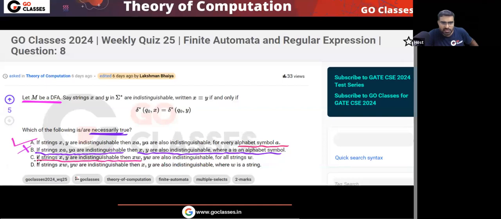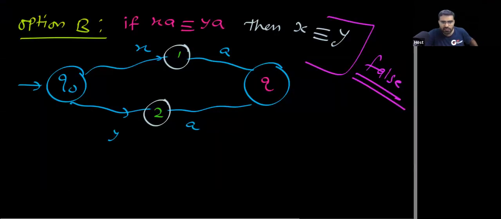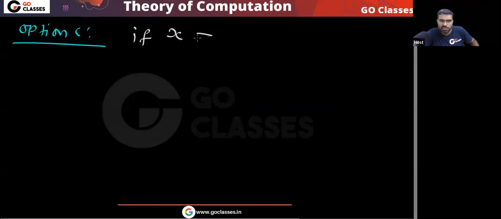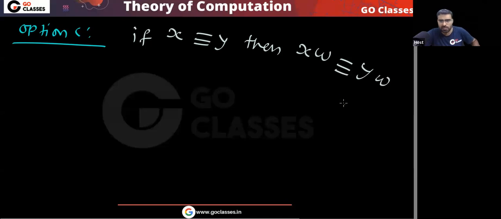Now option C is saying that if X comma Y are equivalent, then XW, YW are also equivalent, whatever string W you take. Okay, so this is similar to option A. In option A, what we are doing? Notice this option C. What is this option C saying? This option C is saying that if this string is equivalent to this string, then XW will also be equivalent to YW, where W is a string.